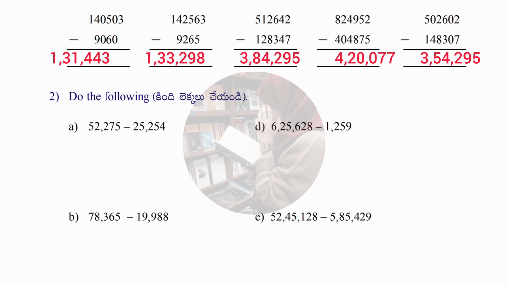4,20,077. Next, last one, 5,02,602 minus 1,48,307 is equal to 3,54,295. Understood, guys? Now we'll move to the second problem, which is the following.